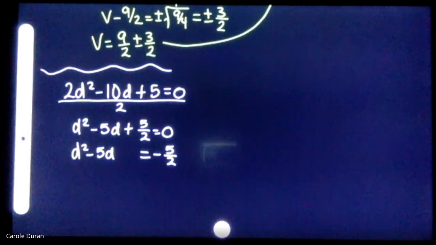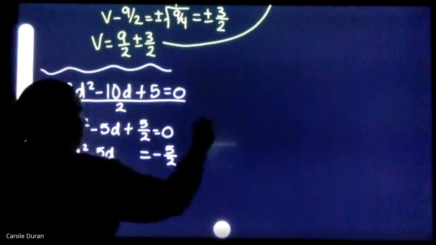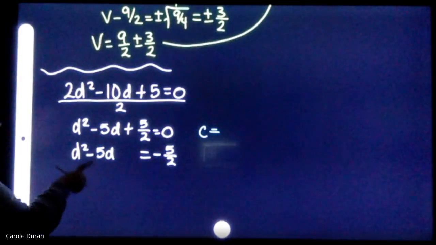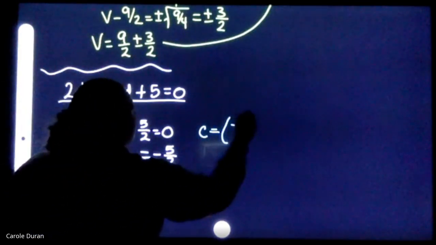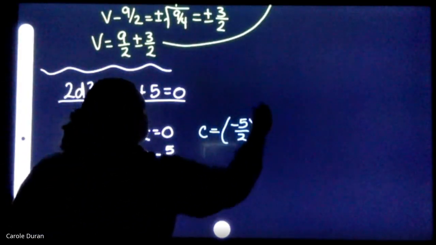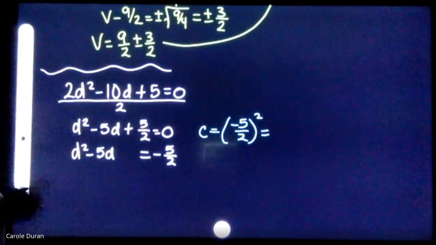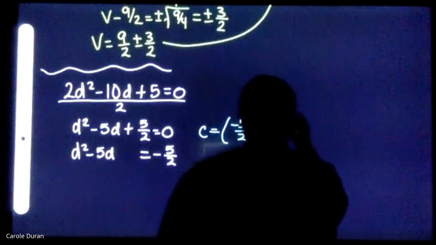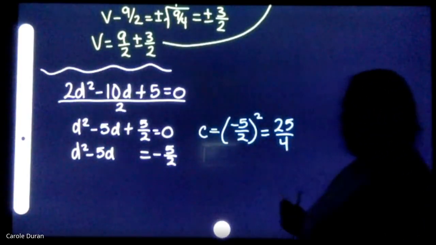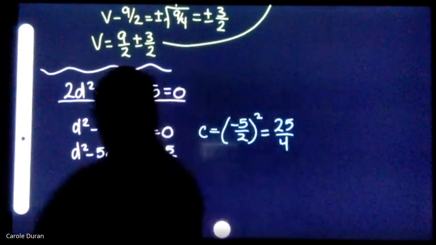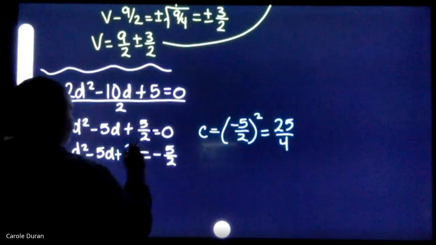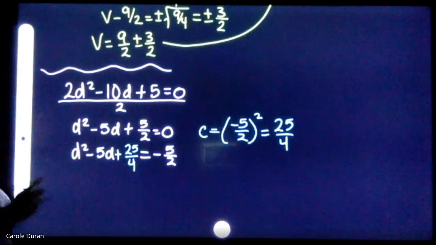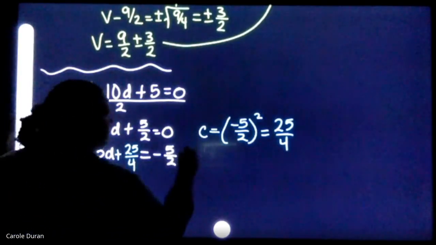That perfect square trinomial, third term C, remember, is my middle term split in half and then squared. So C is going to be equal to negative 5 over 2 squared, which means I'm squaring the top number and the bottom number, which leaves me with 25 over 4. So I'm adding the number 25 over 4 on the left-hand side to make a perfect square trinomial. What I do to one side, I also have to do to the other side.